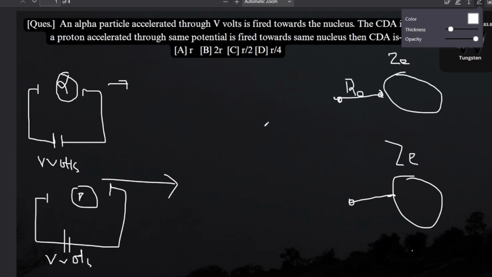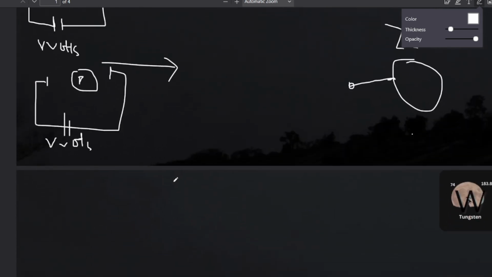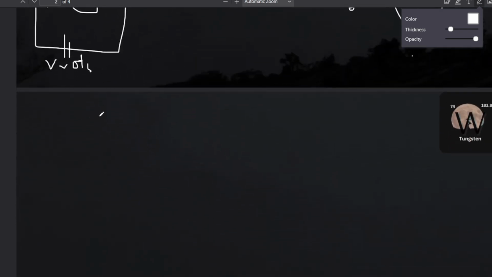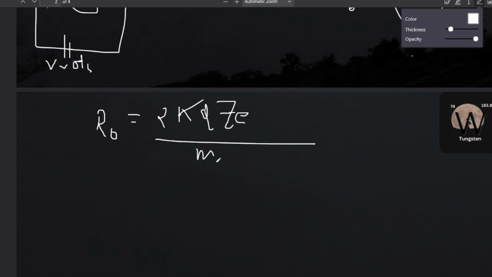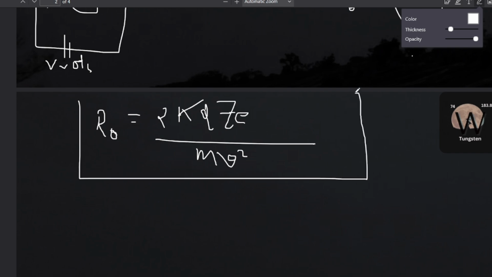So in order to answer this question, we are all aware that r0, the closest distance of approach, is equal to 2kQZe upon mv square. This is derived through the law of energy conservation, but that's for another story. Now this is a general formula. This is not specifically for the alpha particle.